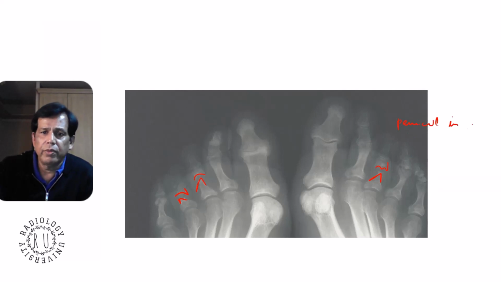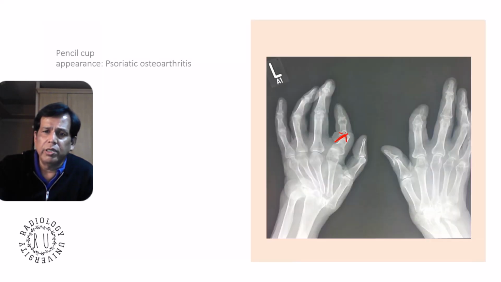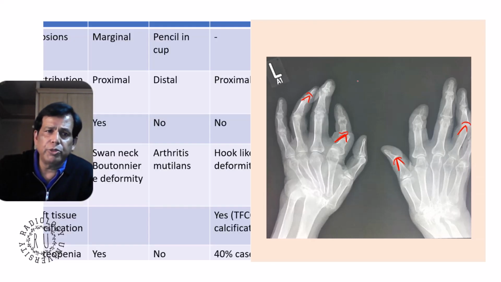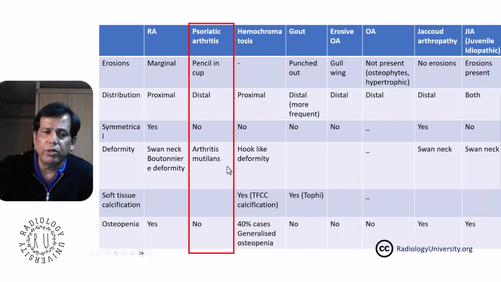Cup and pencil, psoriatic arthropathy. This is where it is. And if you look at the main pathology, some of the joints can lead to secondary OA changes. You can see here. So in our pattern distribution: cup and pencil, distal, non-symmetrical, arthritis mutilans, and no osteopenia. No osteopenia in psoriatic, osteopenia in RA.